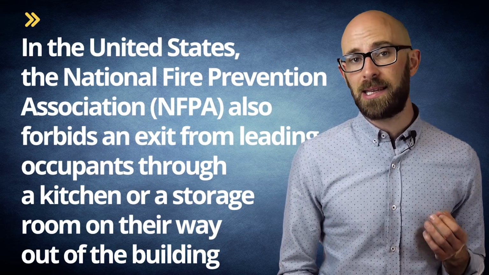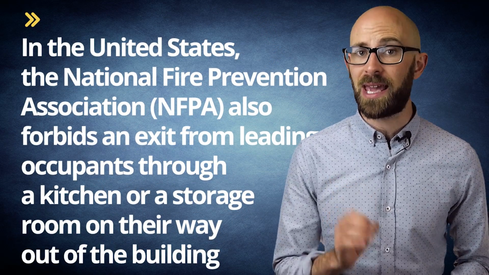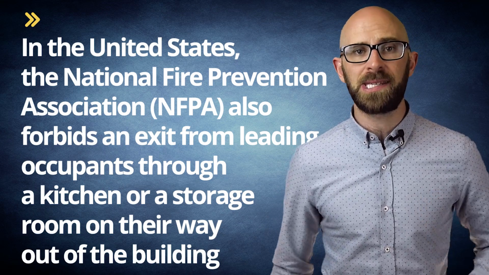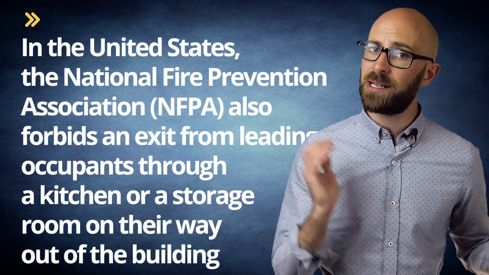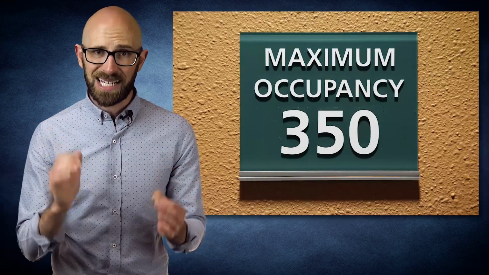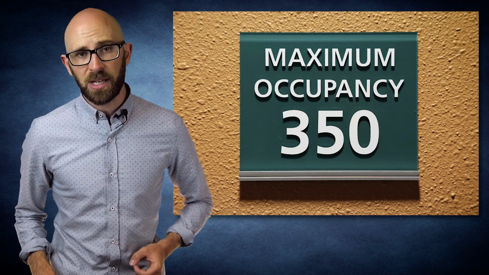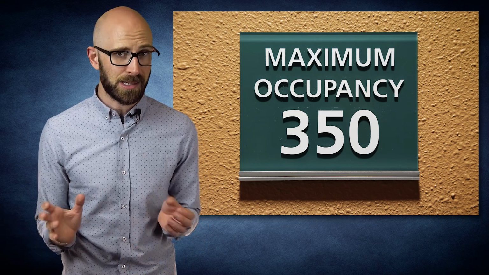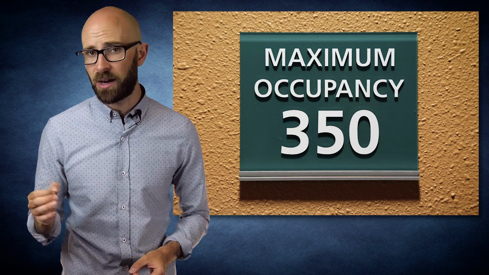In the United States, the National Fire Prevention Association, the NFPA for short, also forbids an exit from leading occupants through a kitchen or a storage room on their way out of the building. In order to determine the maximum number of people who are allowed to safely be in a room or building, the IBC recommends a certain number of inches of doorway per occupant.